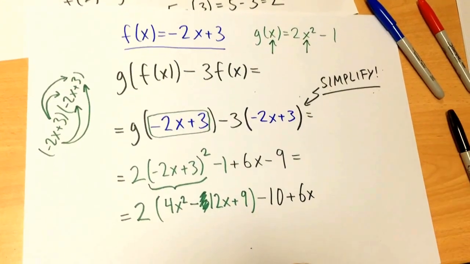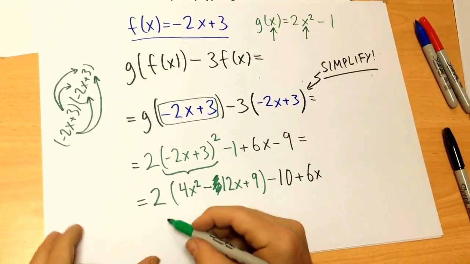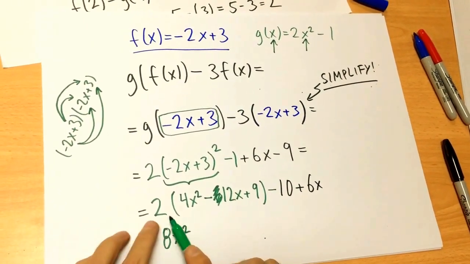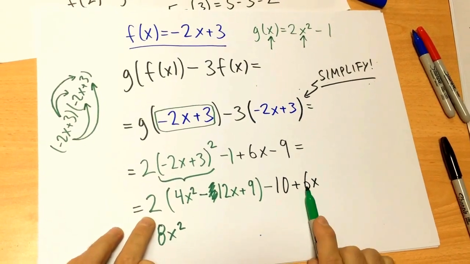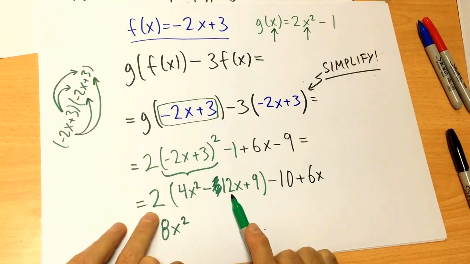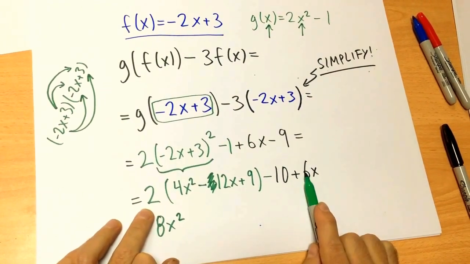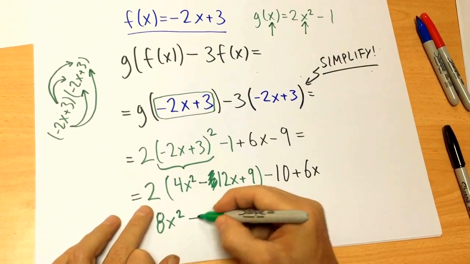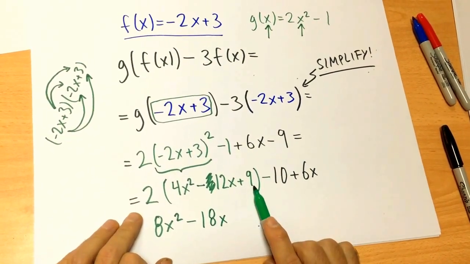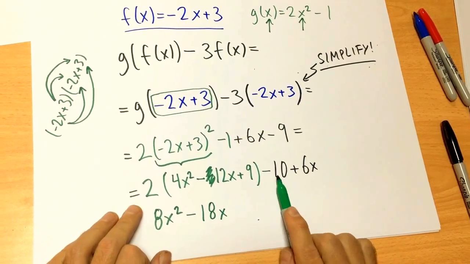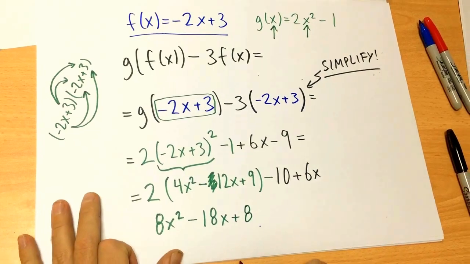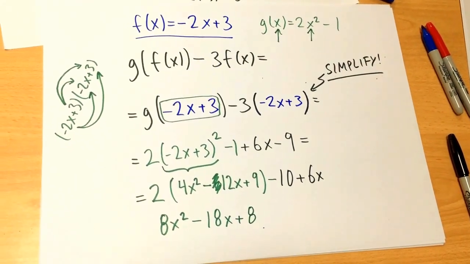Okay, we have one last simplification step to do. 2 times 4, that's 8x squared. Now I have 2 times negative 12x plus 6x. 2 times negative 12, that's negative 24. Negative 24 plus 6 is negative 18. And then I have 2 times 9, which is 18, minus 10, which is 8. So there. This is my answer.